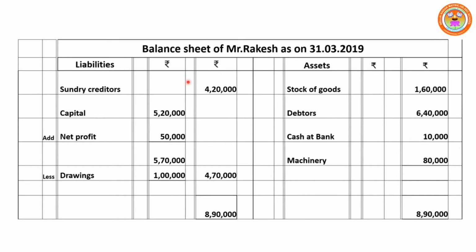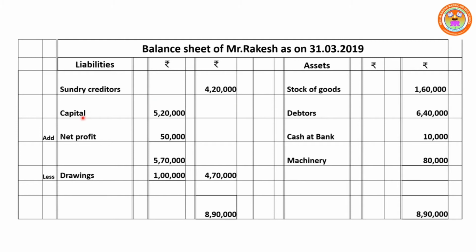Now look at the second date detail. Segregate the assets and liabilities. Second date, look at the first item, stock of goods, under the second date, 1,60,000. Then debtors value, 6,40,000. Cash at bank, 10,000. Machinery value, 80,000. Is there any adjustment given? We have to show the adjustment under asset side. Then last one, sundry creditors 4,20,000. So we have segregated these assets and liabilities.